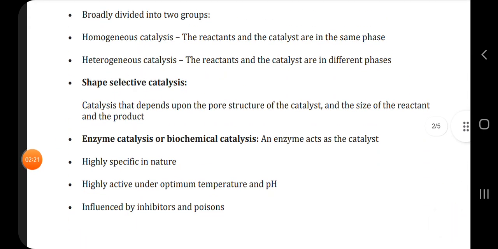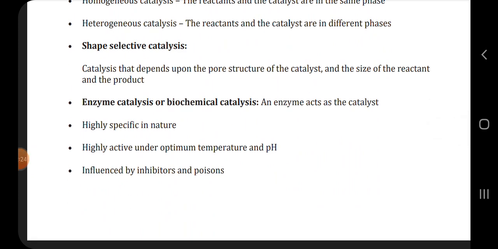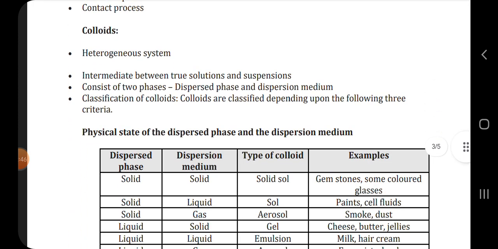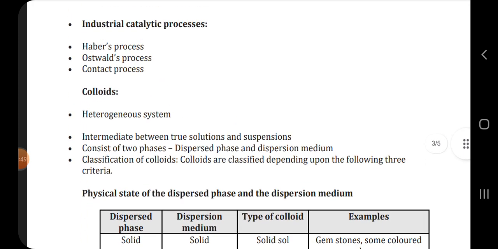Then shape selective catalysis, which depends upon the pore structure of the catalyst and the size of the reactant and the product. Then enzyme catalysis or biochemical catalysis. An enzyme acts as the catalyst, is highly specific in nature, highly active under optimum temperature and pH, and is influenced by inhibitors and poisons. Industrial catalytic processes: Haber's process, Ostwald process, and contact process. Then colloids.